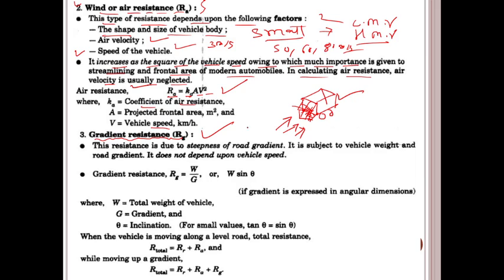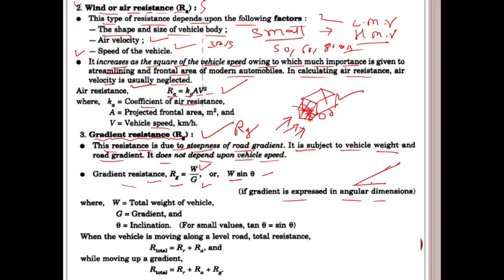Now the third resistance is called gradient resistance. It is shown by the letter R suffix G. This resistance is due to the steepness of the road gradient. What type of road condition will be there? It is subject to vehicle weight and the road gradient. So it does not depend upon the vehicle speed, it depends upon the road conditions. Gradient resistance R_g is equal to W upon G, or we can write W sine theta, if the gradient is expressed as an angular dimension.